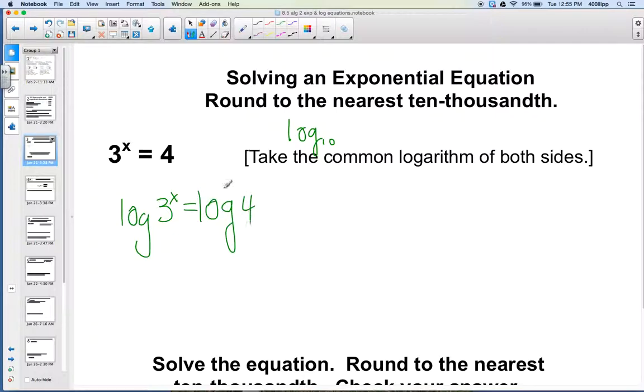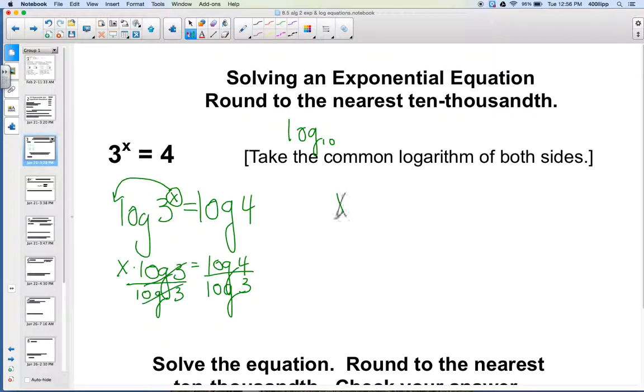So I'll take the log of both sides here, and from the 8.4 video and notes, we should have remembered that if I have a power, by the power property, I'm going to bring that in front, and therefore I will get x times log of 3 is equal to log of 4. And now I'm solving for x, so I'm just going to divide both sides by log of 3. And then this is what you will put in your calculator. So x is equal to, putting in your calculator, log of 4 divided by log of 3.